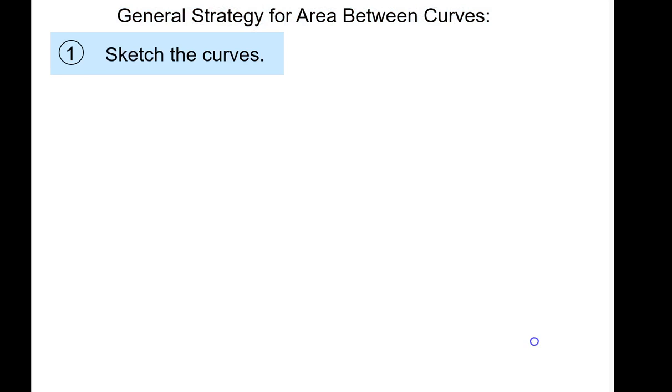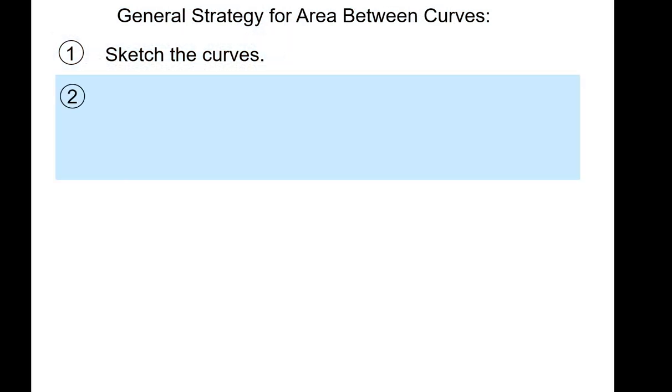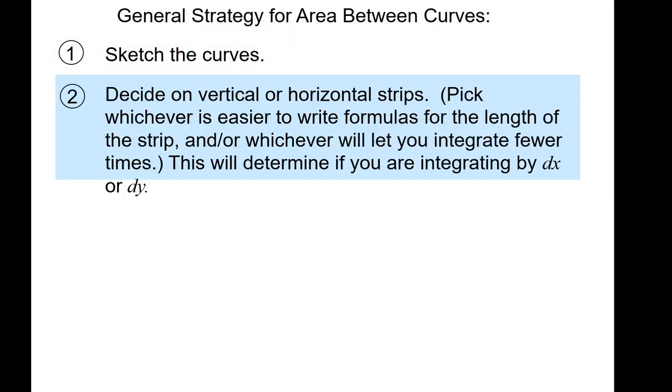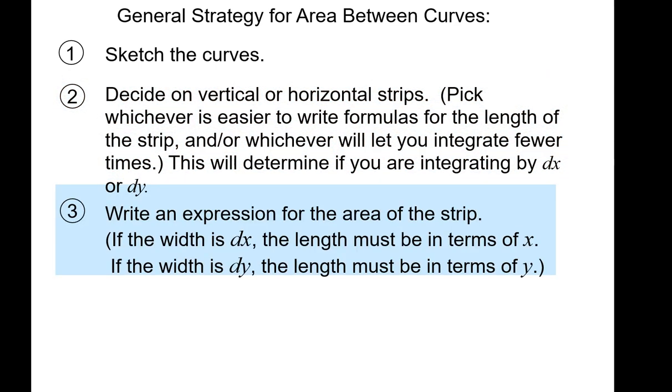So, general strategy: always make a picture. That's the first thing. Don't try to do any of these problems without a picture. It would be really difficult to do that and it would take you a lot longer. So just draw a picture and look at what you're dealing with. Decide if it makes sense to do vertical or horizontal rectangles. Again, pick whichever is easier based on the functions and the way the graph looks, and then determine from there if you're using dx or dy.